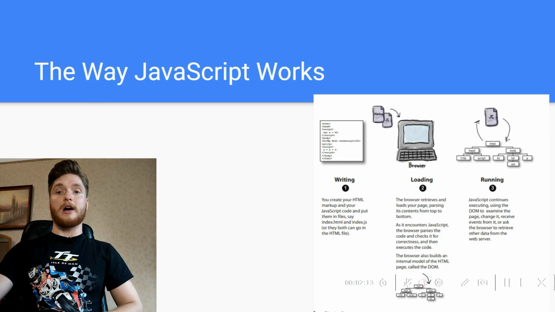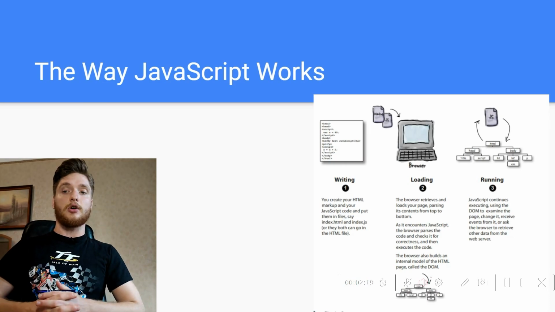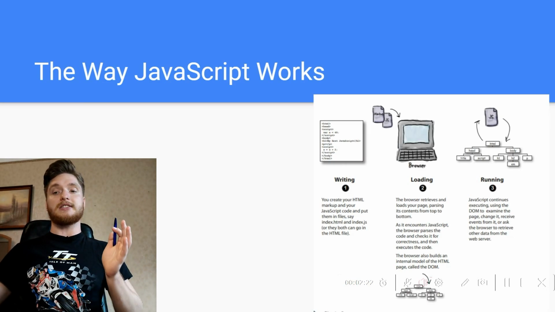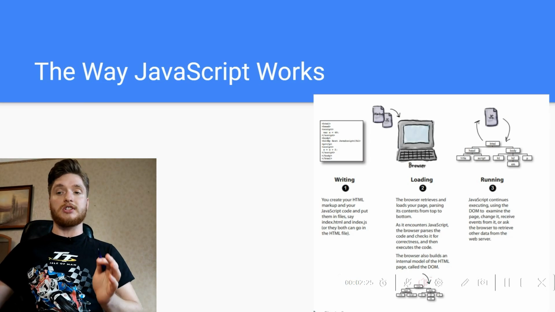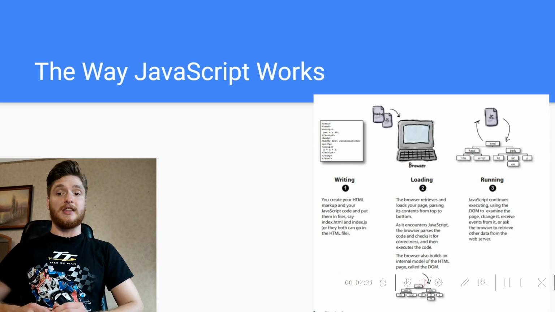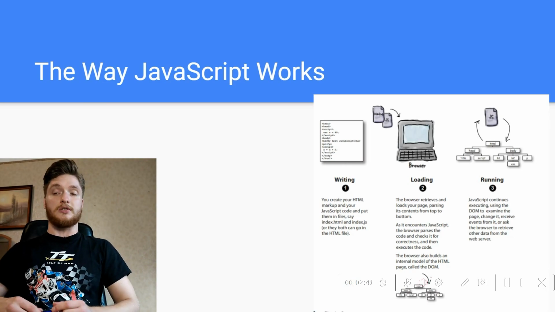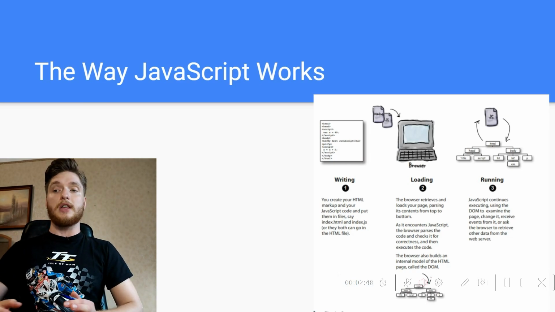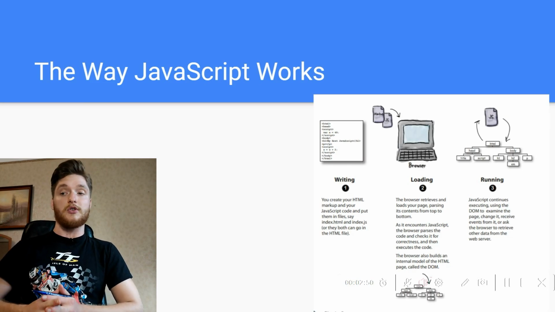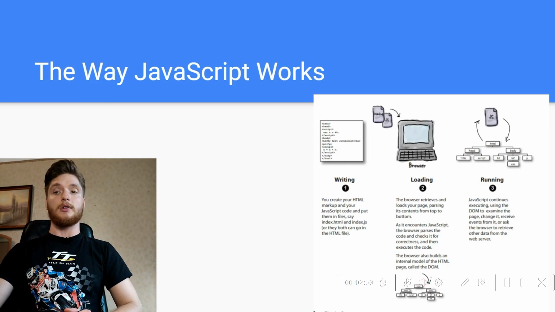Step 2: Loading. The browser retrieves and loads your page, parsing its contents from top to bottom. When it encounters JavaScript, the browser parses the code, checks it for correctness, and then executes the code. The browser also builds an internal model of the HTML page called the DOM. Step 3: Running. JavaScript continues executing, using the DOM to examine the page, change it, receive events from it, or ask the browser to retrieve other data from the web server.